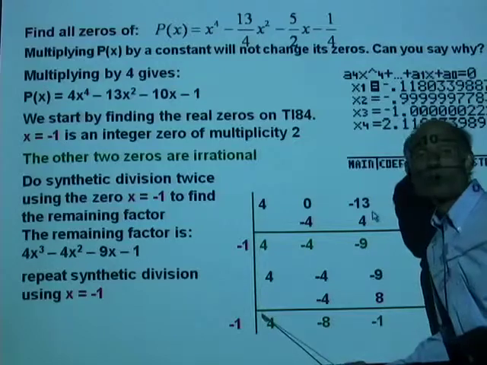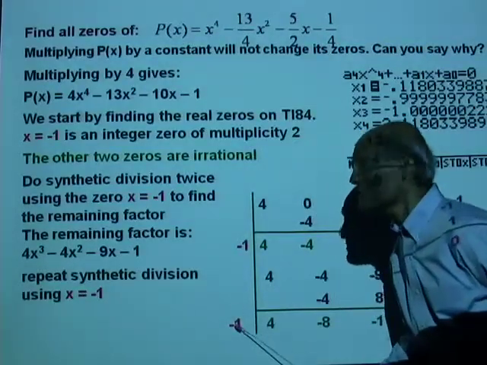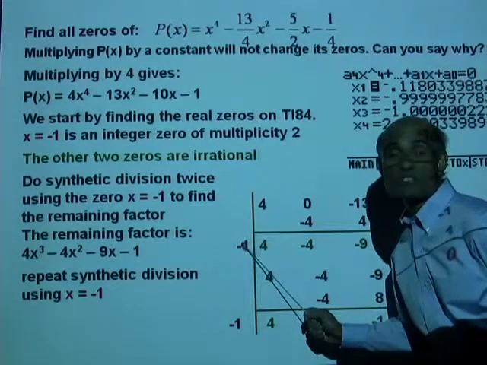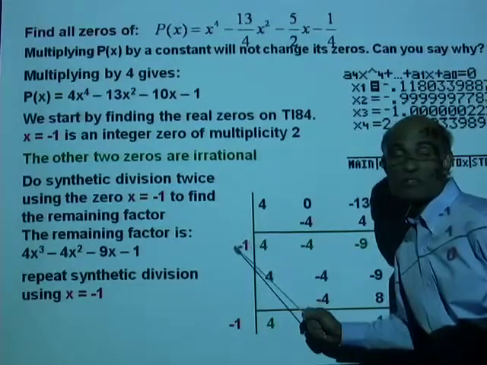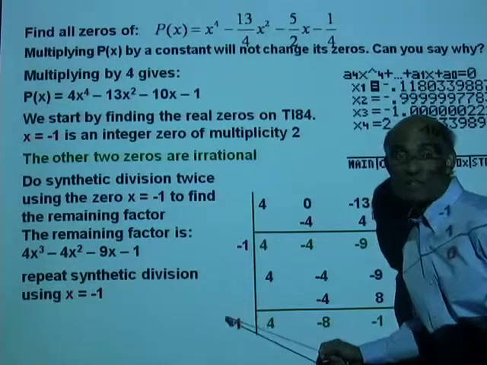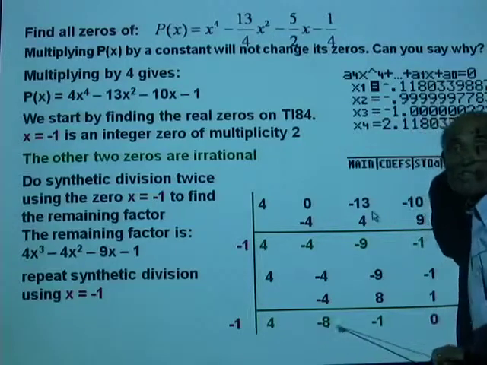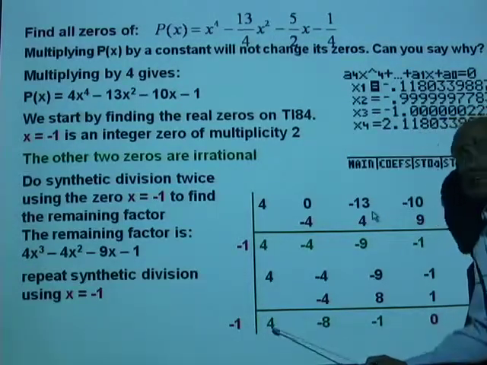Alright, we have now used two synthetic divisions. x plus 1 is a factor, so x equal to negative 1 is a 0. Again, x plus 1 is a factor. That means x equal to negative 1 is a 0. And the remaining factor, therefore, what is the remaining factor?